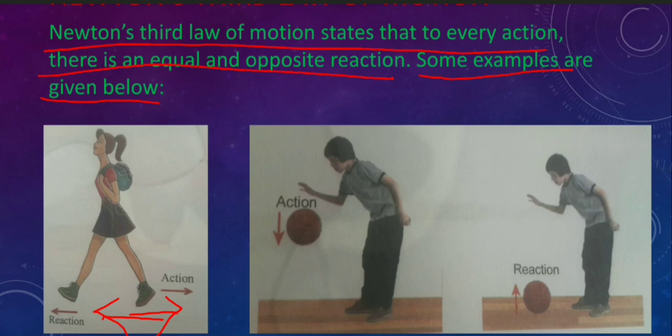So this is the first example. And the second example is, this boy is dropping a ball from his hand from a certain height, and this force applied by the boy is the action. When the ball strikes the ground, it will come up again to the same height, and the force applied by the ground is the reaction of that. So we have understood Newton's third law of motion.